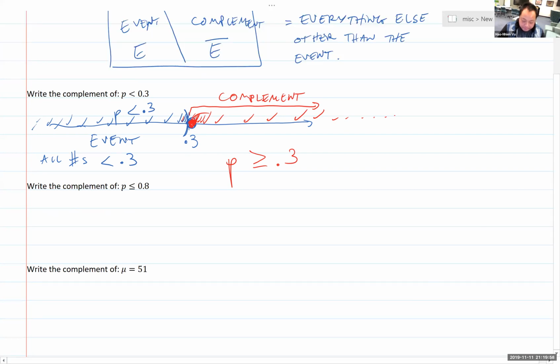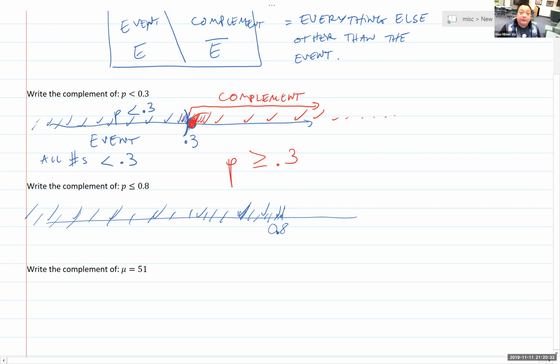All right, let's do another one. What if I'm asked to write the complement of P less than 0.08? Oh, sorry, 0.8. So let's say here's my 0.8. P is less than or equal to 0.8, so it could be 0.7, 0.6, 0.5, 0.4, 0.3, etc. All of these belong to the event all the way up to here. It could be 0.7, 0.75, 0.79, 0.799, etc.